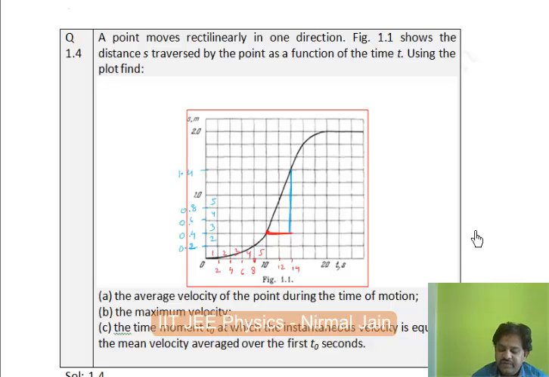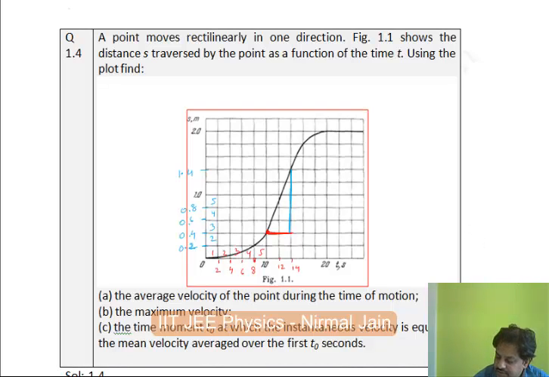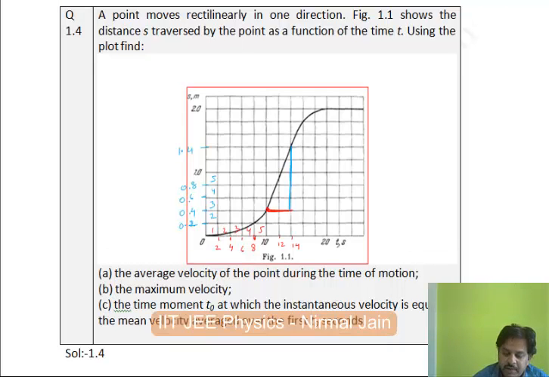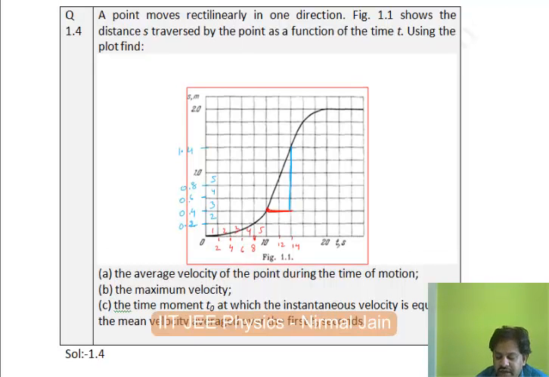In this problem we are given a graph, and the question says that a point moves rectilinearly in one direction, and this figure shows the distance traversed by the point or the particle as a function of time. Using the plot, find the average velocity of the point during the time of motion.